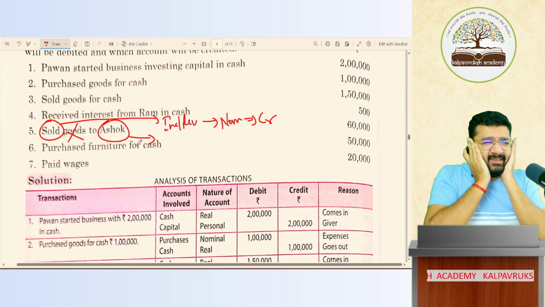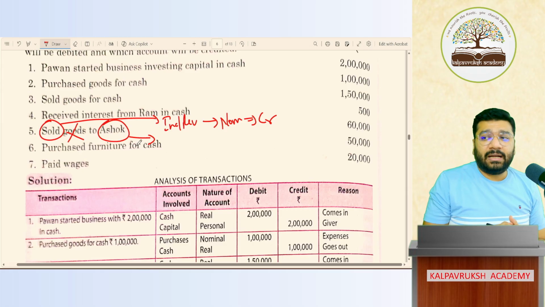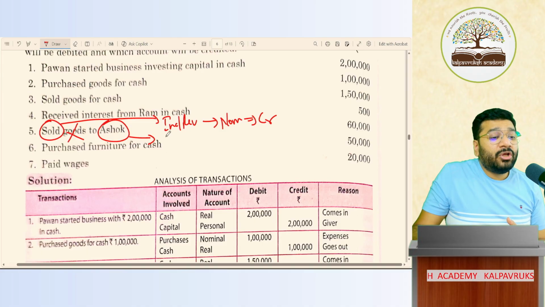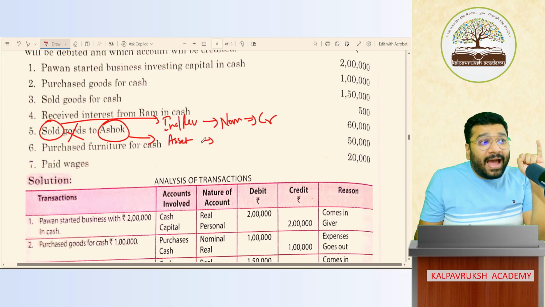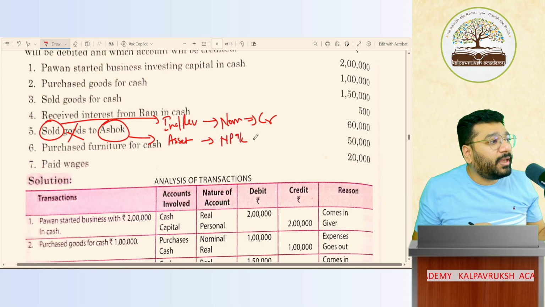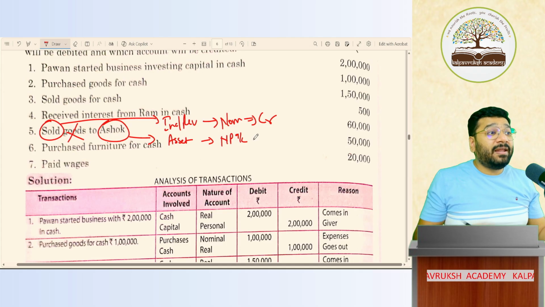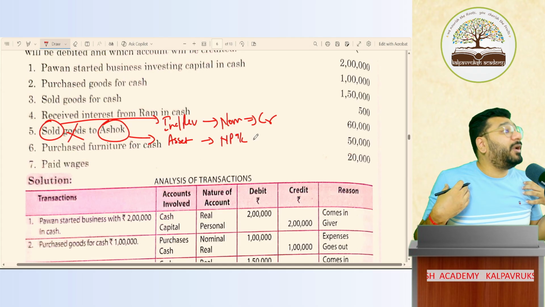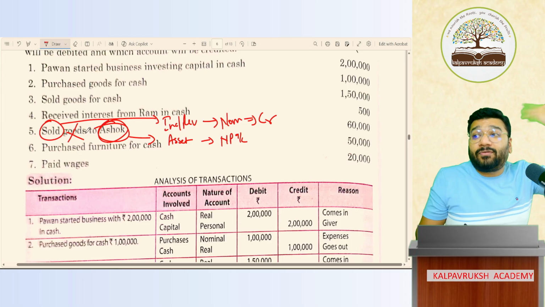Who is Ashok? Ashok is a natural personal account. Before that, who is Ashok? Debtor. Debtor means asset. So as per modern rule, Ashok is an asset. All the assets will go to real account except debtors, which go to personal account. So he is a natural personal account. What is the rule of natural personal account? Debit the receiver, credit the giver. Business point of view or third party point of view? So from Ashok's point of view, is he the receiver of goods or the giver of the goods?